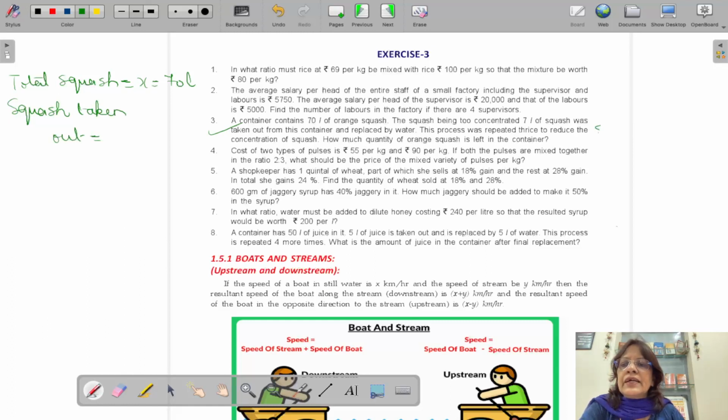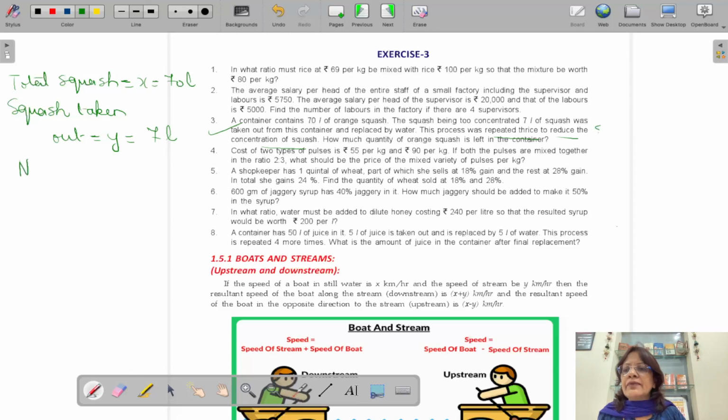Squash taken out from the container, Y, is equal to how much? 7 liters is taken out. So this process was repeated thrice to reduce the concentration of squash. How much quantity of orange squash is left in the container?